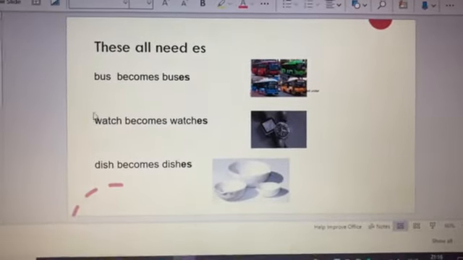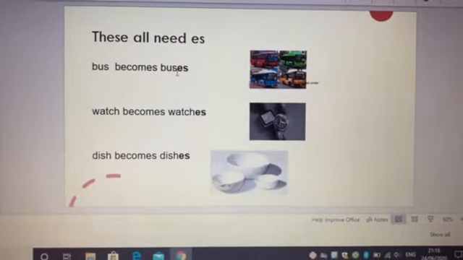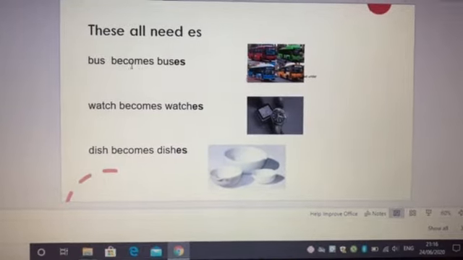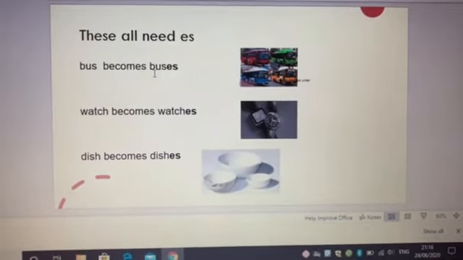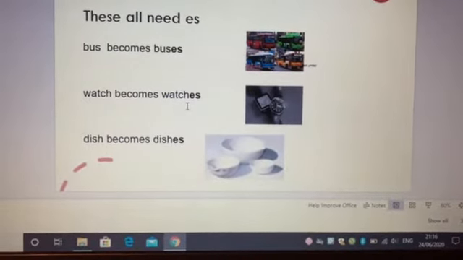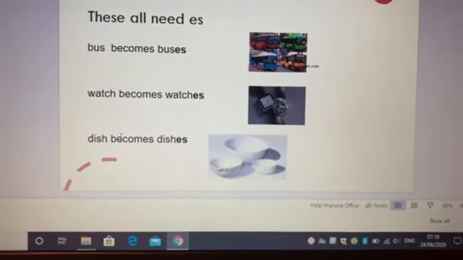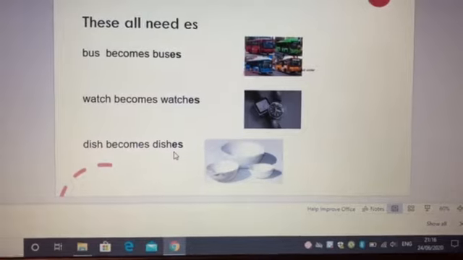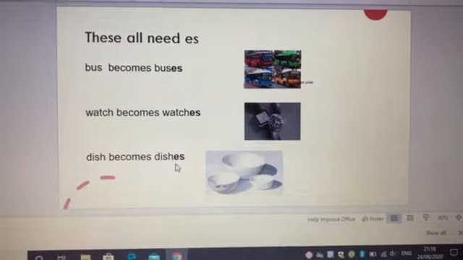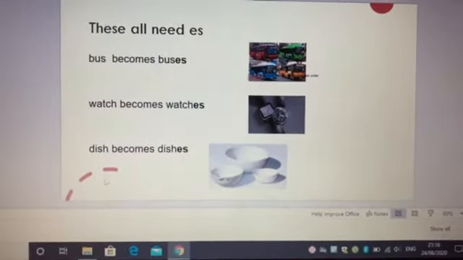So if it ends in an S, like bus, I had one bus, or becomes two buses. If I tried to say, just add an S, it would be bus, and then it wouldn't be any different. So we say buses. Watch becomes watches, as in I have two watches on my wrist. And dish becomes dishes. Again, trying to say dishes doesn't work, so we had that extra sound, dishes, made with the ES suffix. And that means I can show there's more than one of something.